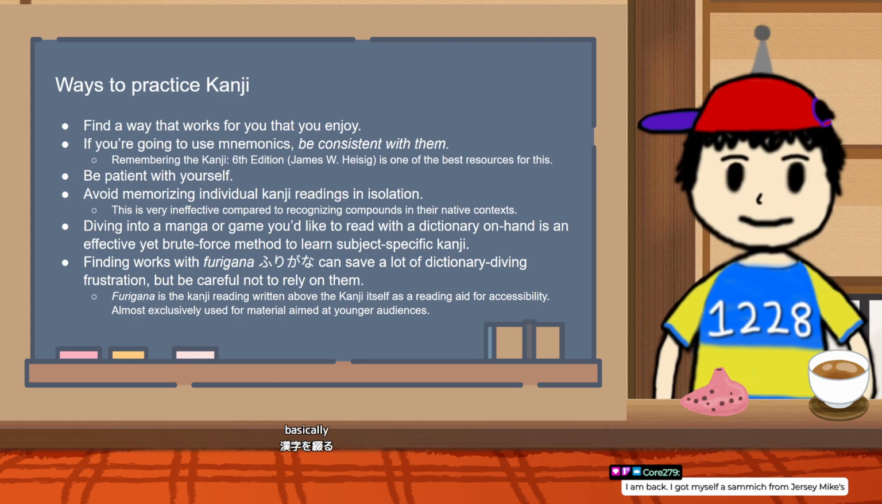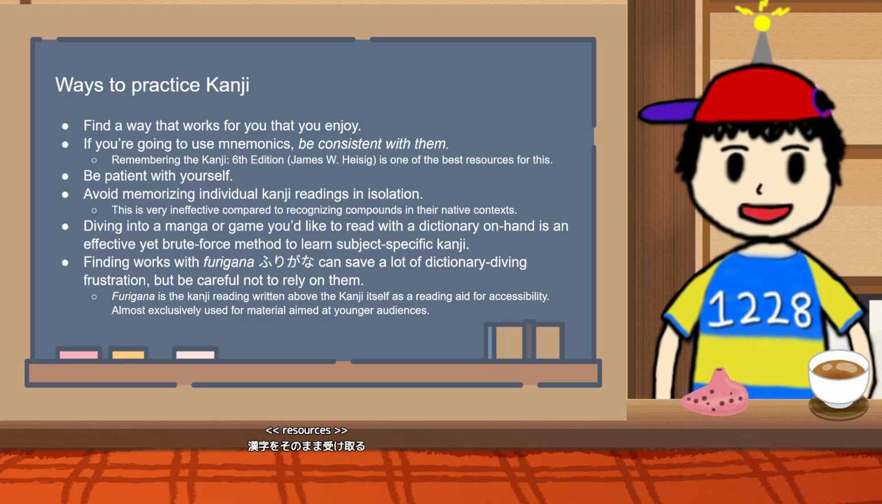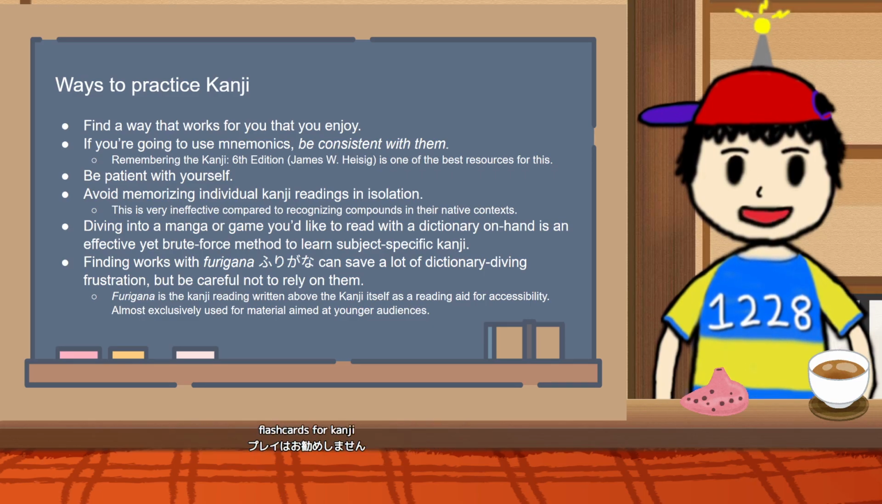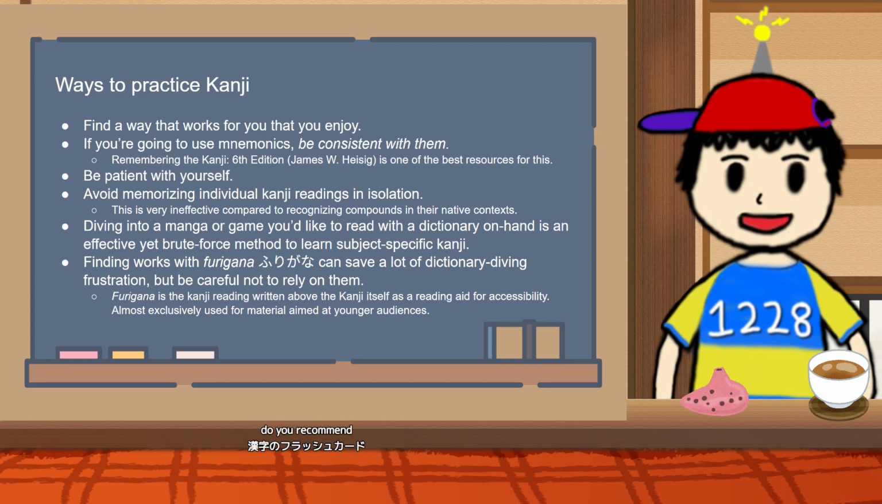Basically, take the kanji as they come. They're very difficult. There's no getting around that. There are many helpful resources online to help learn kanji. I don't recommend isolated flashcards for kanji. I do recommend incorporating vocab words and compound kanji, or even single kanji if it is a noun that appears frequently, in your grammar practice.